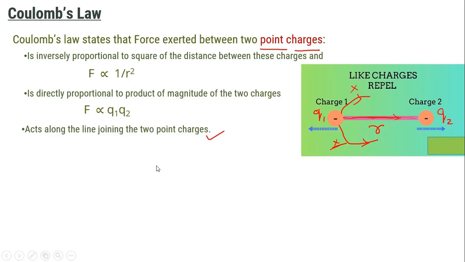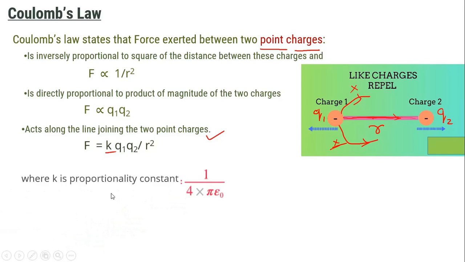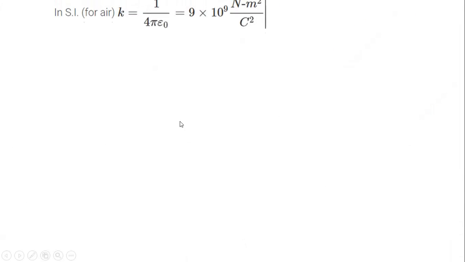On combining these two factors, what we will get? F equals K Q1 Q2 by r square. Because we have removed the proportionality sign, we have to introduce one constant of proportionality, which is K. Now the value of K is 1 upon 4 pi epsilon naught. So the formula for F becomes 1 upon 4 pi epsilon naught Q1 Q2 by r square. Now we will be learning more about this constant of proportionality, 1 upon 4 pi epsilon naught.